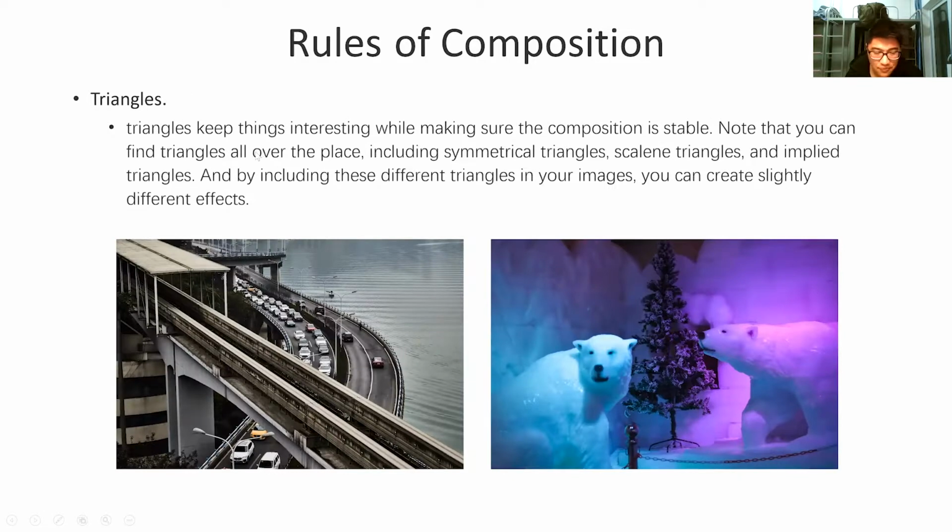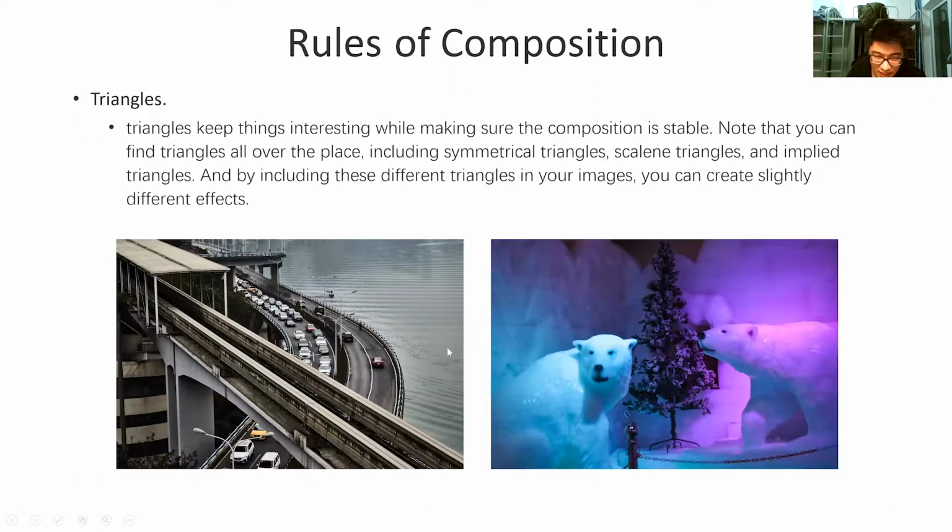The fourth one is triangles. What are triangles? Triangles keep things interesting while making sure the composition is stable. Note that you can find triangles all over the place, including symmetric triangles, scalene triangles, and implied triangles. By including these different triangles in your images, you can create slightly different effects. This is very long, but we don't have to remember these sentences. We're just showing you examples.